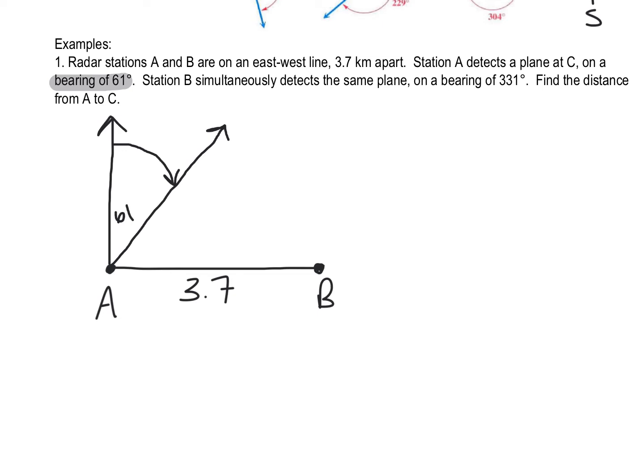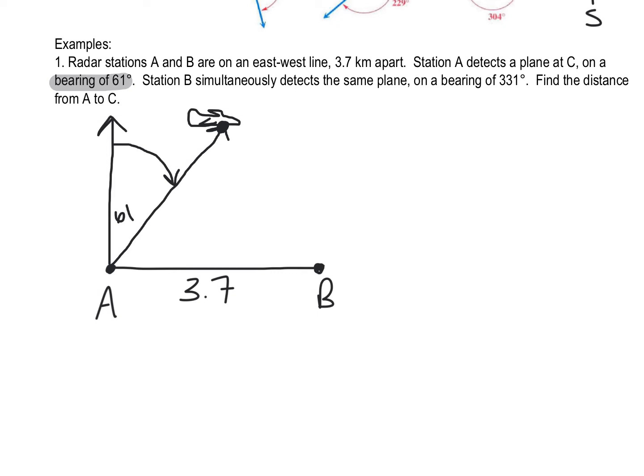Then it says station B simultaneously detects the same plane. So I do have a plane up here somewhere. I guess I'll put a dot right here, and I'm going to draw my best airplane ever. Nailed it. There's another wing somewhere. Okay, so there's the airplane. Station B sees the same plane on a bearing of 331.